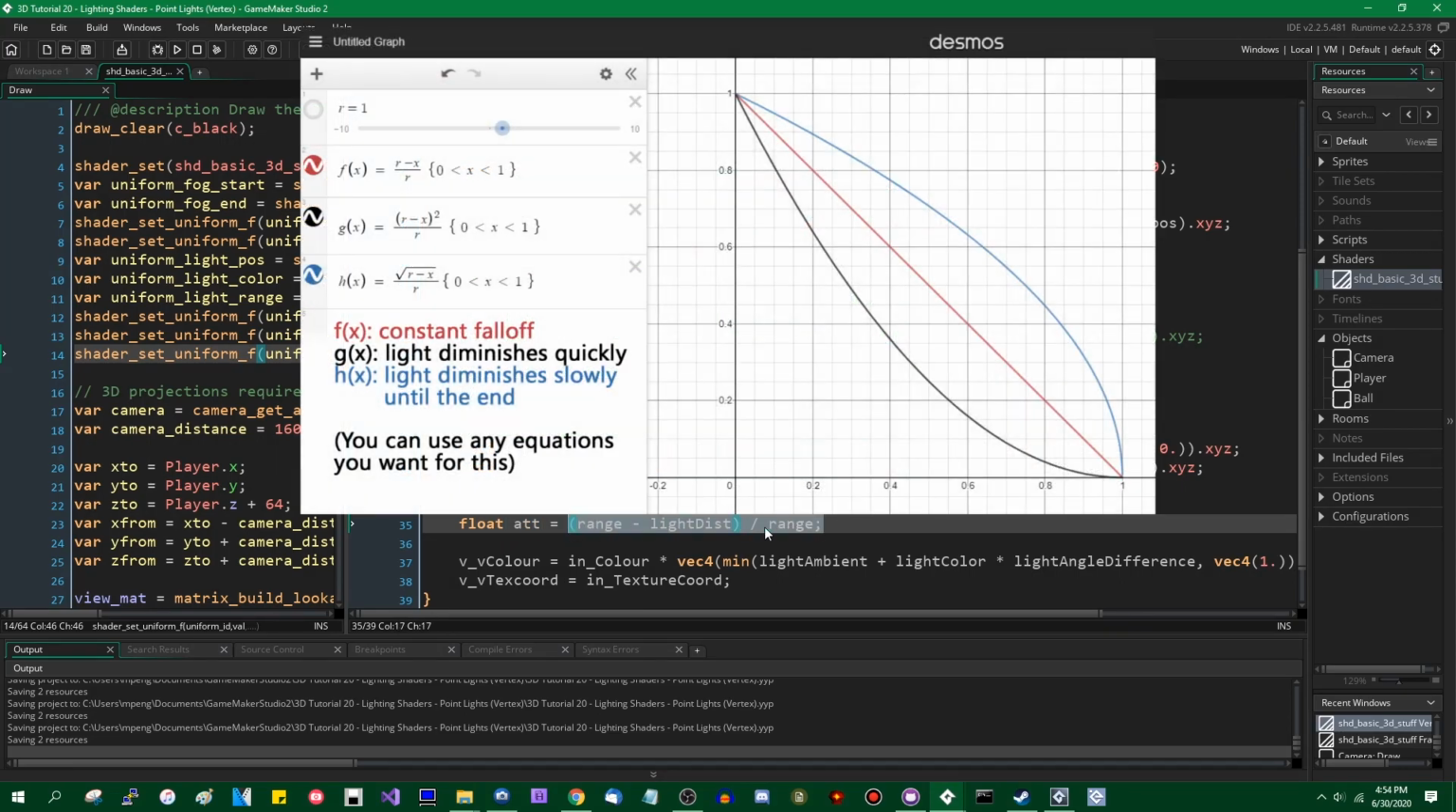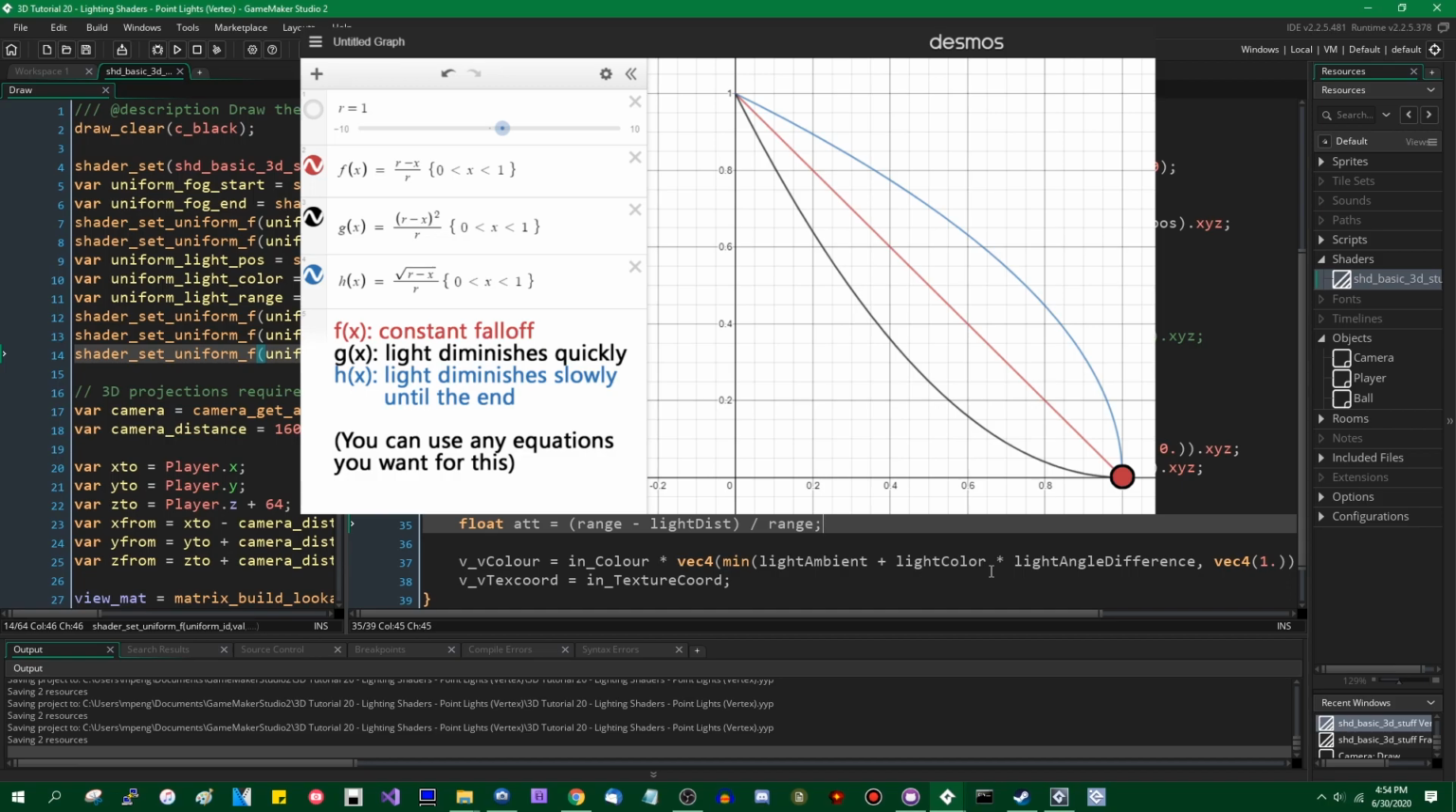All this particular equation means is that if the distance between the vertex and the light source is 0, that's going to be the range minus 0 divided by the range, which is going to be 1. If the distance from the vertex to the light source is the same value as the range, let's say that the light source has a range of 100. If you're 100 units away from the light source, it's going to be 100 minus 100 is 0, divided by 100, which is going to be 0. And that is going to mean the vertex receives no light from the light source.